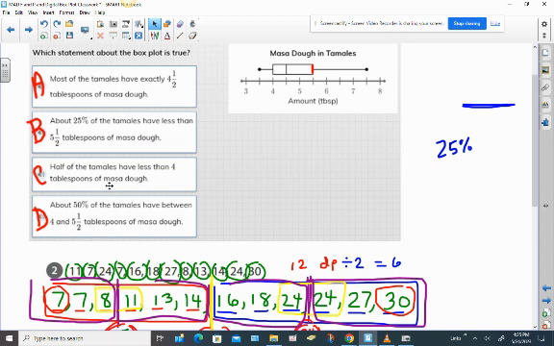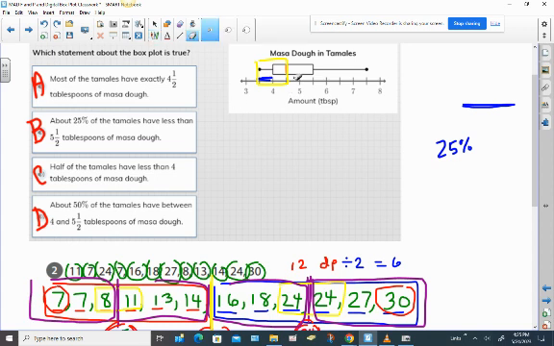C. Half of the tamales have less than 4 tablespoons of mesa dough. Remember, half is the halfway point, which is really the same thing as the median. If they're talking about less than 4, it is this. This is less than 4. Now, is that half? Half would be all of this. So that doesn't look like it's going to work out for an answer.